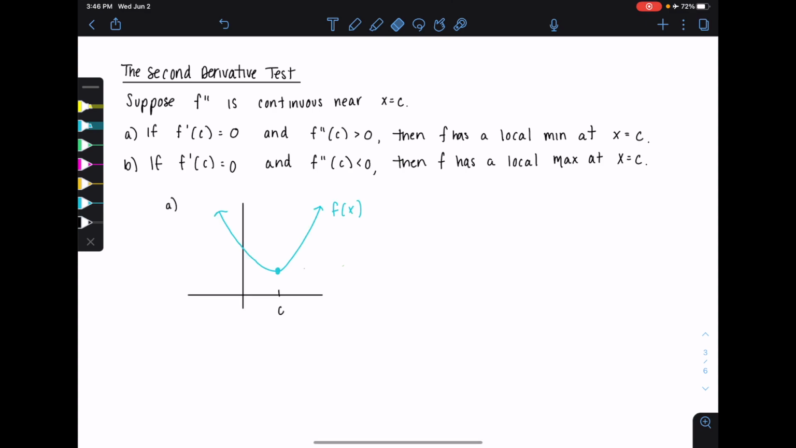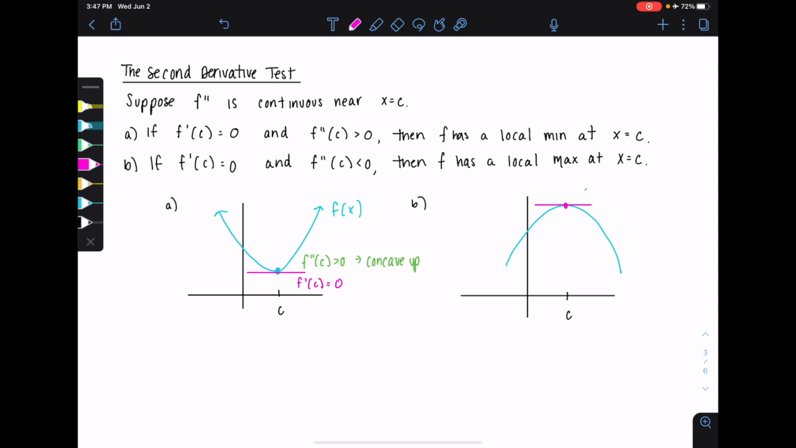So we can take a look at two examples for A and for B. If we look at this value here, it is definitely concave up and it is definitely a local min. So if I go ahead and draw that tangent line in here, it is flat. So f prime of c is equal to 0. It is curved upwards. So the second derivative is going to be positive there, which means it's concave up.